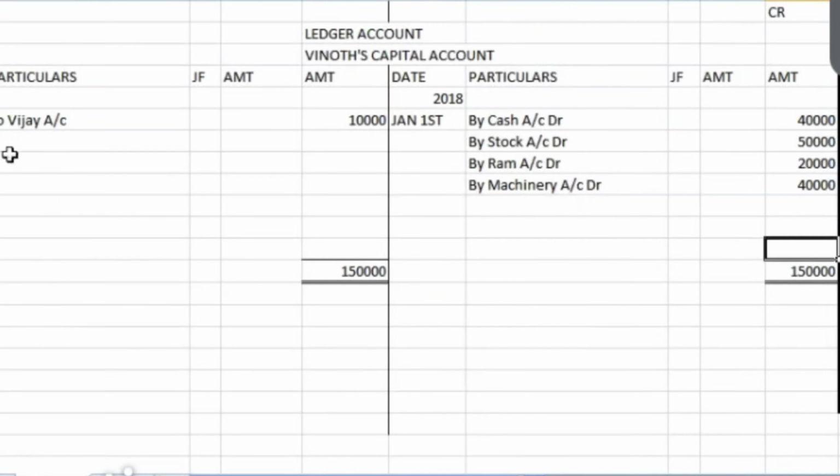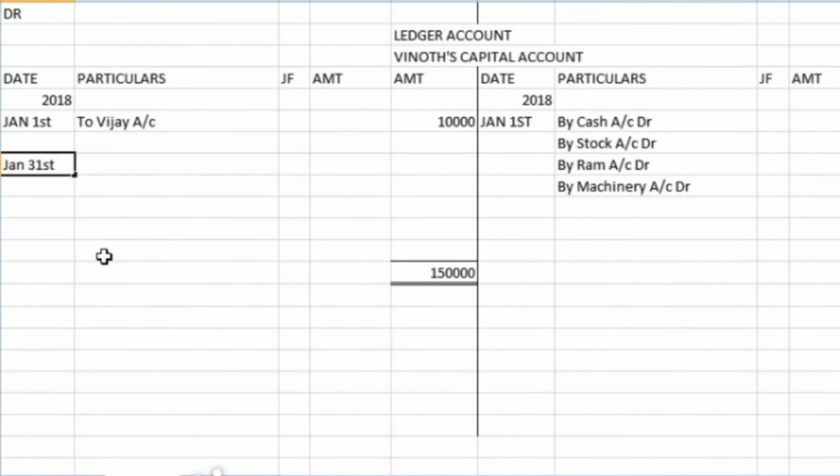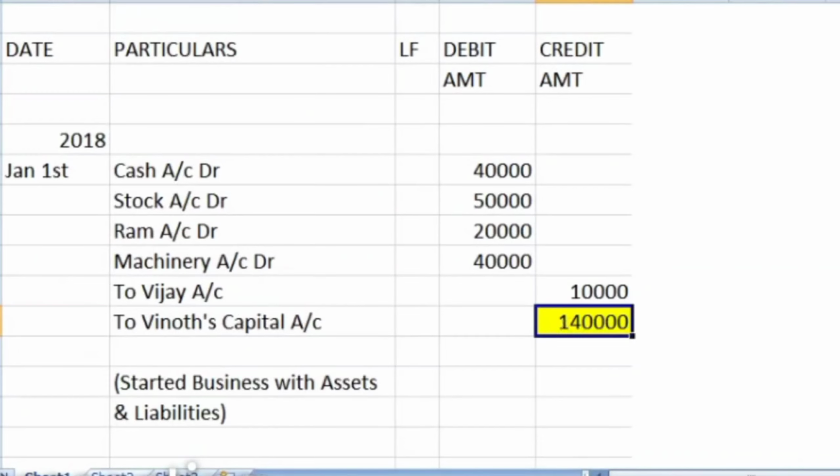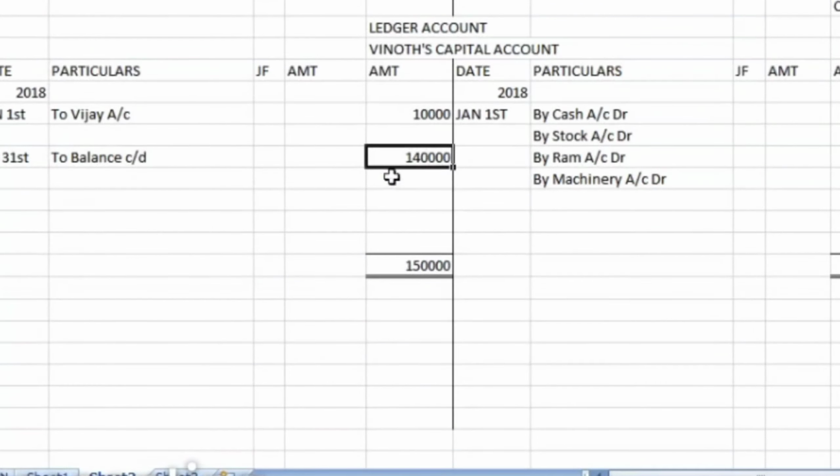After that, come to the side which is least, that is your debit side. So on 31st of Jan, you're going to record this as to balance carried down. The answer is a subtraction of the credit side total and the debit side total, or you can take it from the grand total also. So 1,50,000 minus 10,000, I get 1,40,000. You can check this with your journal entry also. If you see to Vinod's capital account, 1,40,000 is written over there. So the same you'll get as the carried down balance for Vinod's capital account.